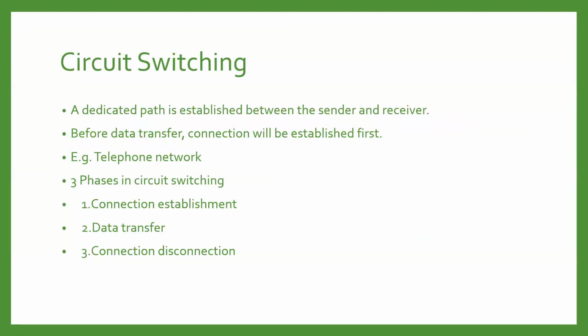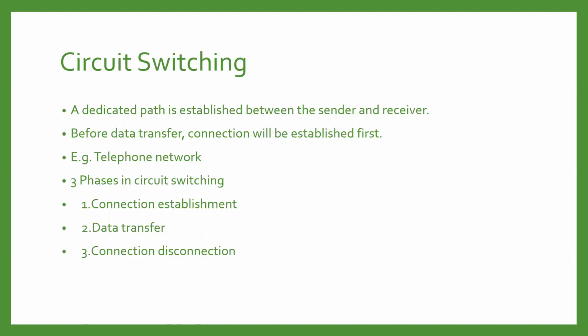We will start with circuit switching. A dedicated path is established between the sender and the receiver. In this circuit switching, a dedicated, fixed path will be available between the sender and the receiver. Before the data transfer, a connection will be established first. This is the very important part regarding circuit switching: if any sender wants to transmit the data to any receiver, then one fixed path will be decided between the sender and the receiver, and once the connection is established between both, then and only then the data will be transmitted from sender to the receiver.